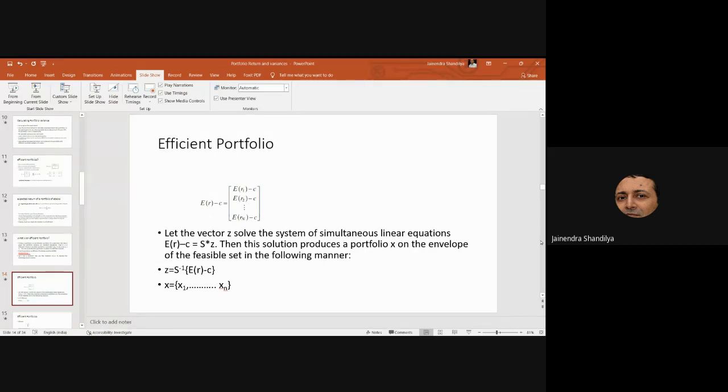Now, having known this, we are looking for a vector Z. This is the only important thing in this whole efficient portfolio calculation. So we need a vector Z, which when multiplied by the variance covariance matrix, which is nothing but S, will be a column vector. When I multiply it with S, I should get the same risk return combination of vector ER minus C.